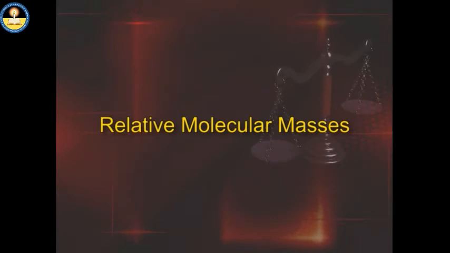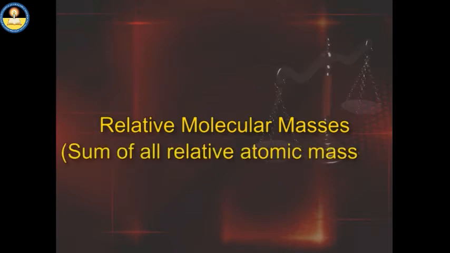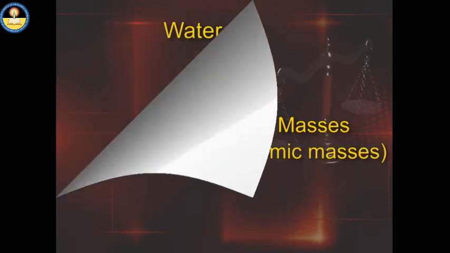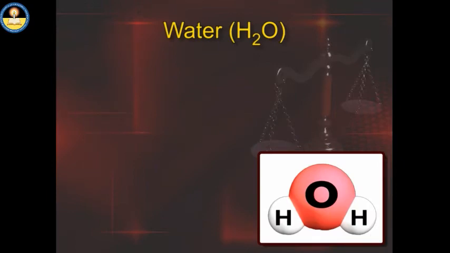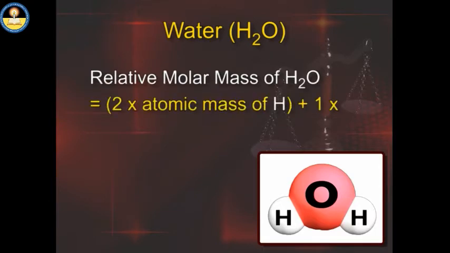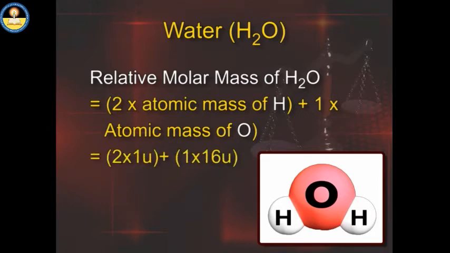Let us now have a look at relative molecular masses, that is, sum of all relative atomic masses. Let us take an example of water H2O molecule. Relative molar mass of H2O is equal to 2 multiplied by atomic mass of hydrogen plus 1 multiplied by atomic mass of oxygen, which is equal to 2 multiplied by 1U plus 1 multiplied by 16U, which is equal to 18U.